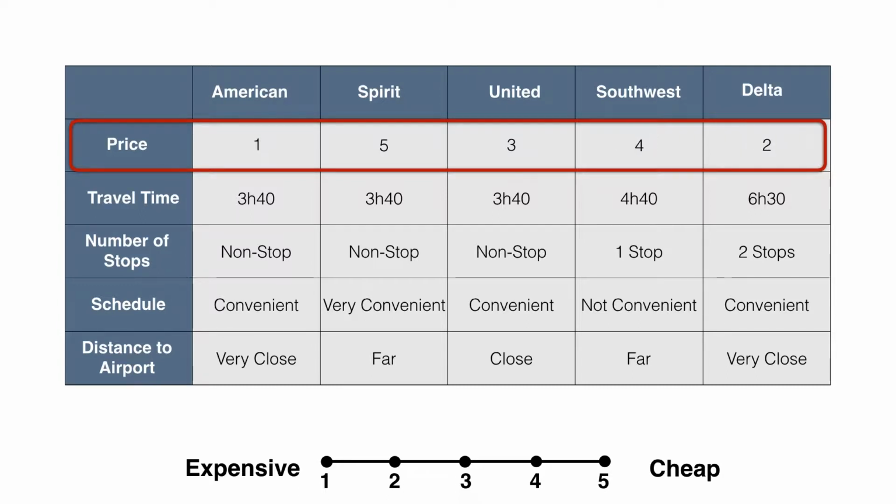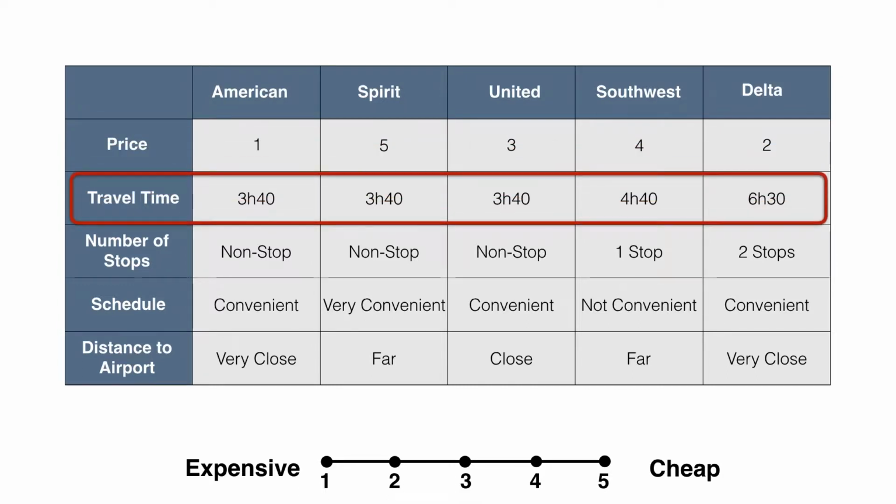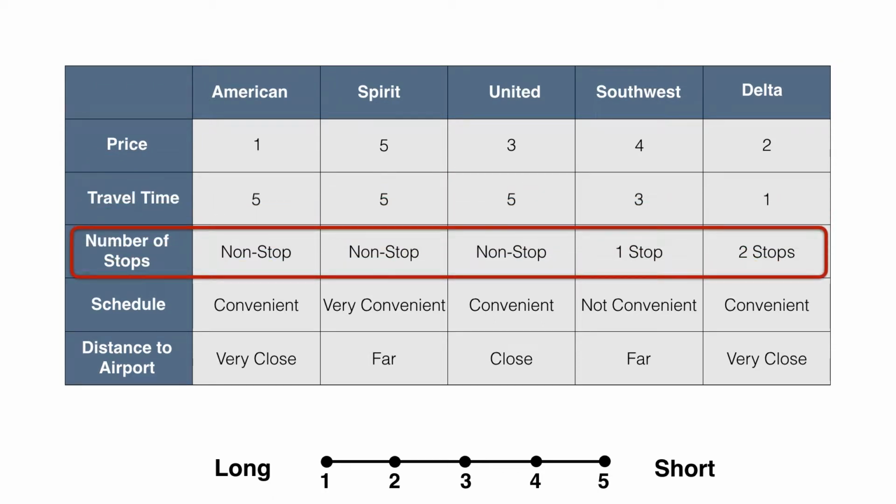For travel time, we'll assign values where 1 is a long flight and 5 is a short flight. The first 3 alternatives are all short, so they get a 5. The Delta flight is longest, so it gets a 1. And Southwest is in between, so we'll assign a 3. For number of stops, we'll assign a 5 to nonstop flights like the first 3 alternatives, a 1 to Delta, which has the most stops, and a 3 to Southwest.